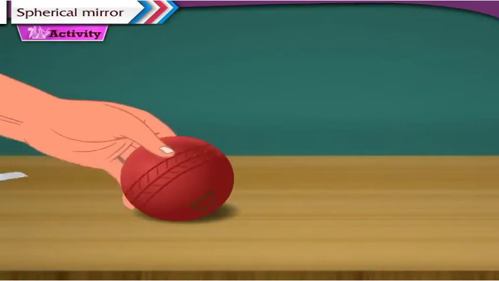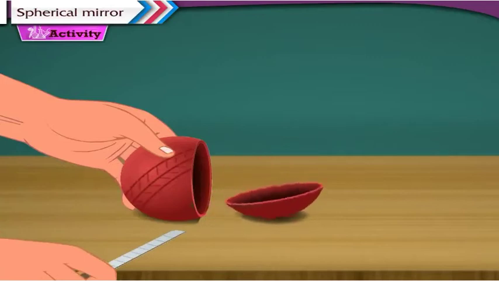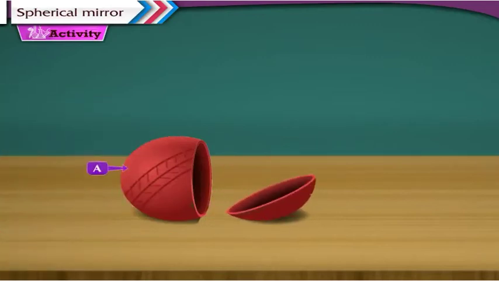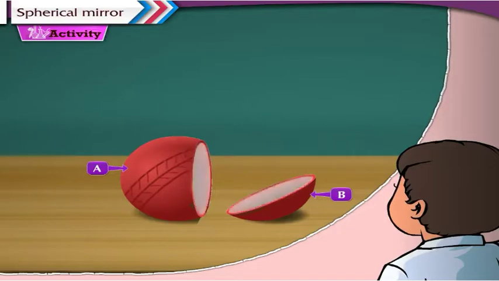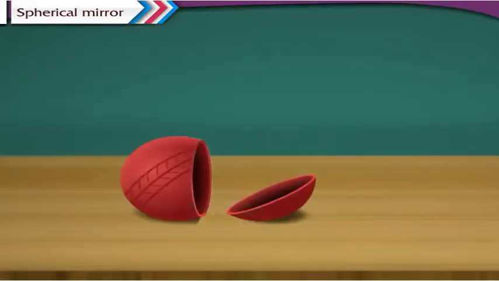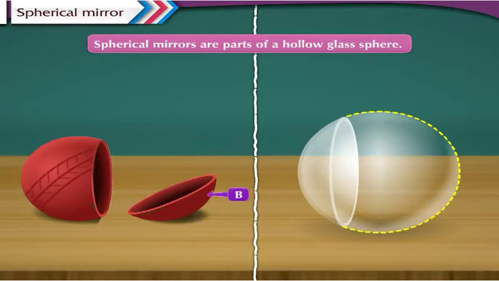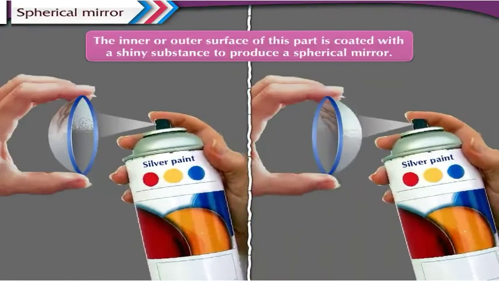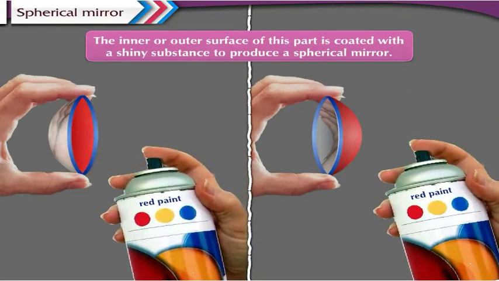Activity: take a rubber ball and cut it into two parts. Let's name these parts A and B. Now, observe the two parts of the rubber ball. We see that each of the two parts has two types of surfaces. Generally, spherical mirrors are parts of a hollow glass sphere like the part B. The inner or outer surface of this part is coated with a shiny substance to produce a spherical mirror.